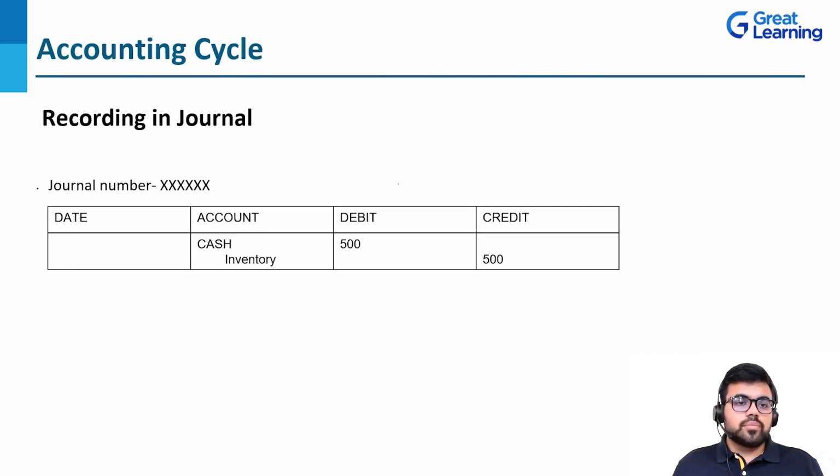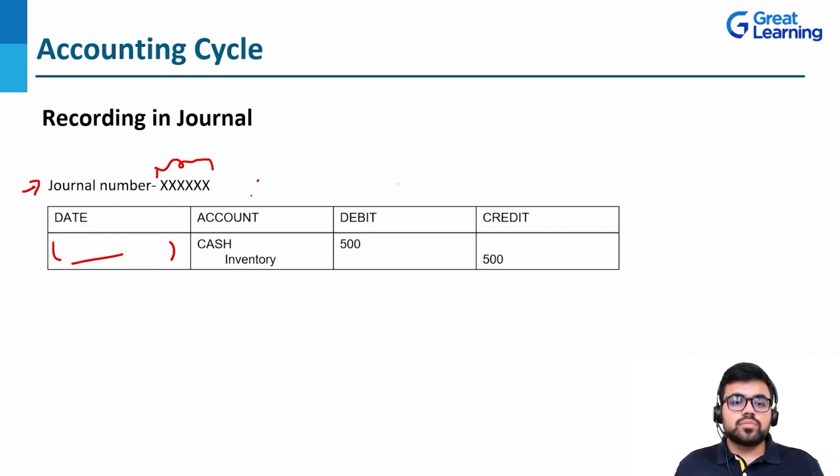It has a journal number over here. That is the starting point, and this journal number is unique. This tells you about the various types of journals that are present. Now the first step is writing the date. This is important because it will tell you on what date that particular transaction happened, the posting date of it. So we'll mention it over here.